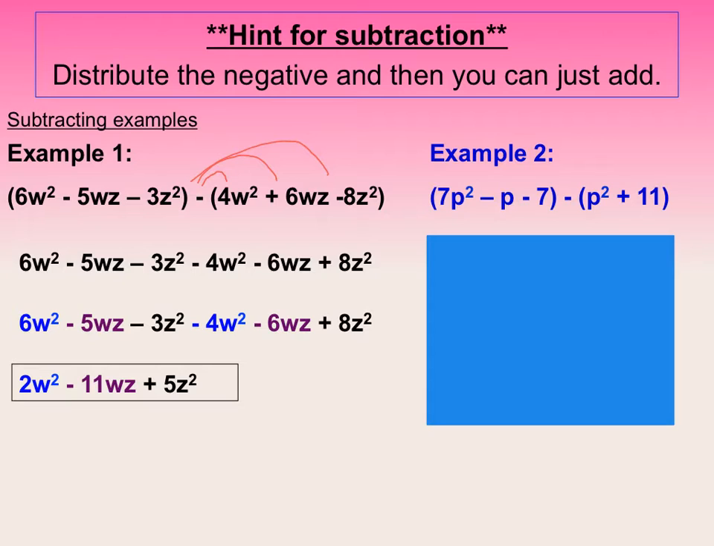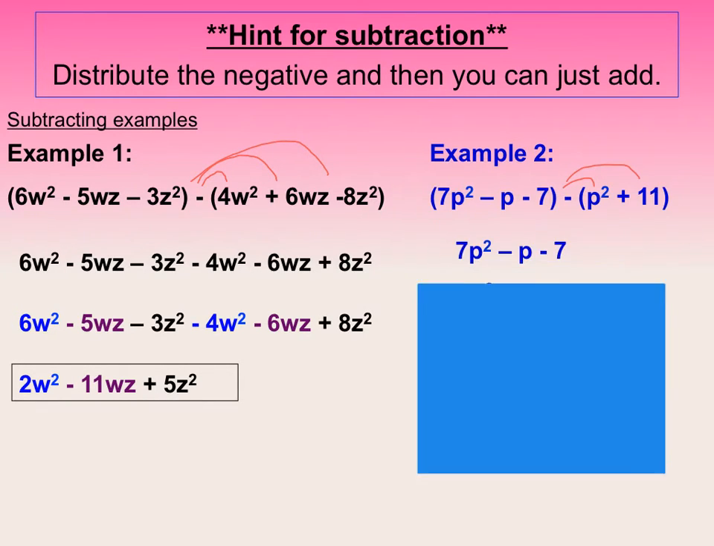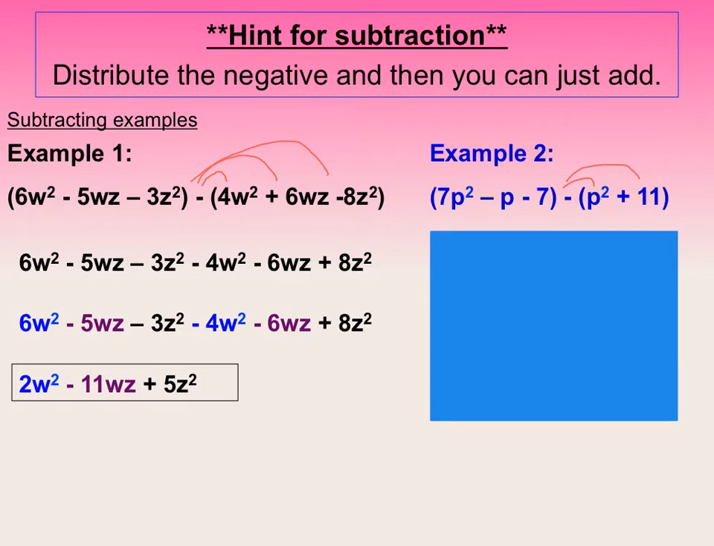So example 2 is the same kind of thing. I've got this first trinomial, and I'm subtracting both parts of this second binomial. So I'm going to go ahead and rewrite first. So I've gone ahead and done my rewrite, and now I'm looking for any like terms.